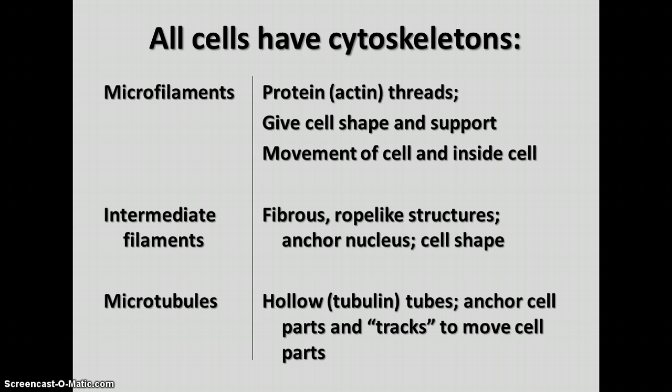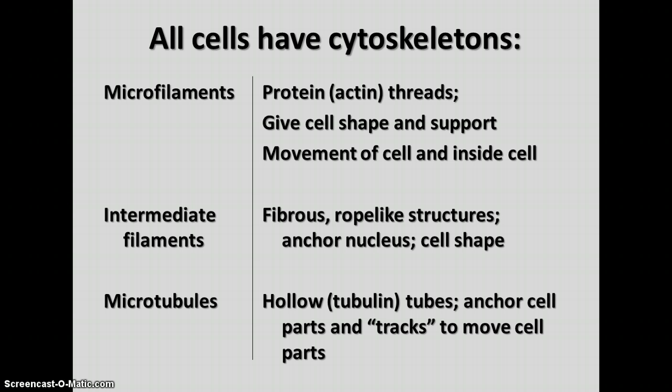The second kind of member of the cytoskeleton is an intermediate filament. Intermediate filaments are fibrous rope-like structures, and they help anchor the nucleus and help give the cell its shape and maintain the shape. And the third element is microtubules.